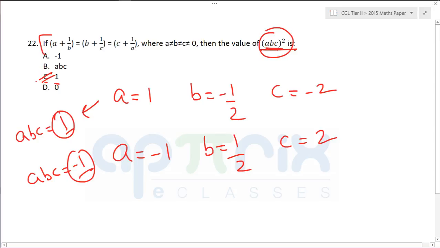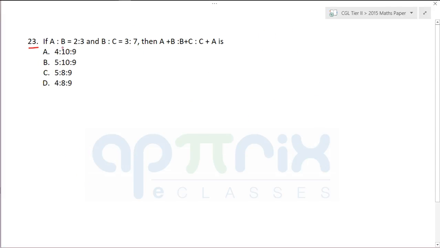And do not waste your time in simplifying this expression and doing anything else. Don't do that. The best way to solve, put the numbers and answer. Question number 23 is asking AB ratio is given, BC ratio is given. How simple a question they're asking, right? Okay, first I'll tell you how to reject these two options.